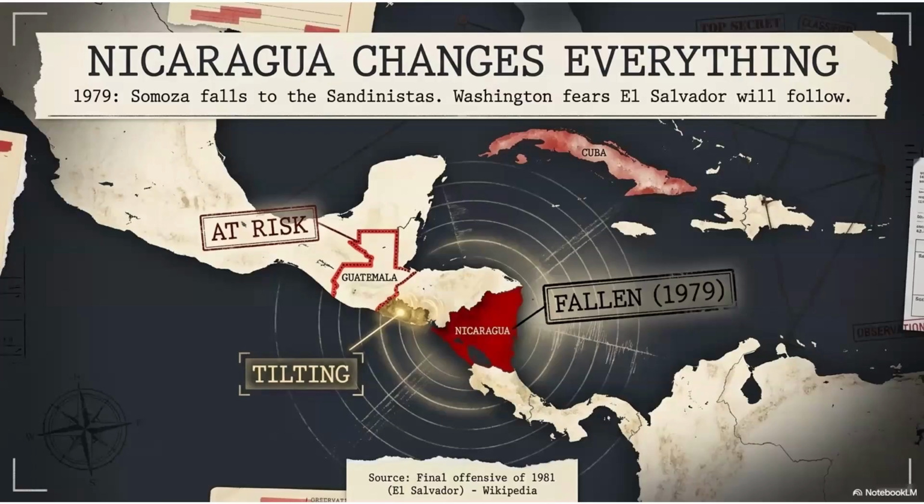In 1979, Nicaragua's Sandinistas overthrew the Somoza dictatorship. For many poor and left-wing movements in Central America, this was inspiring. It showed that a US-backed dictatorship could be defeated. For Washington, it was alarming. The United States now feared that El Salvador might become another Nicaragua.